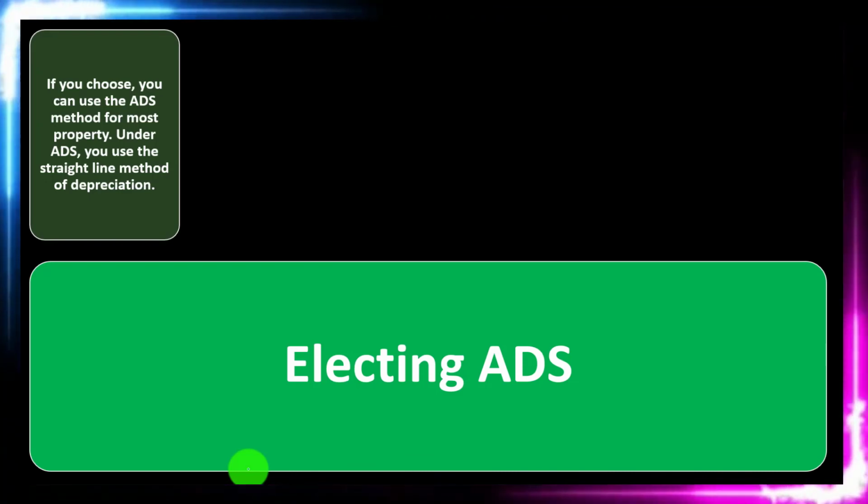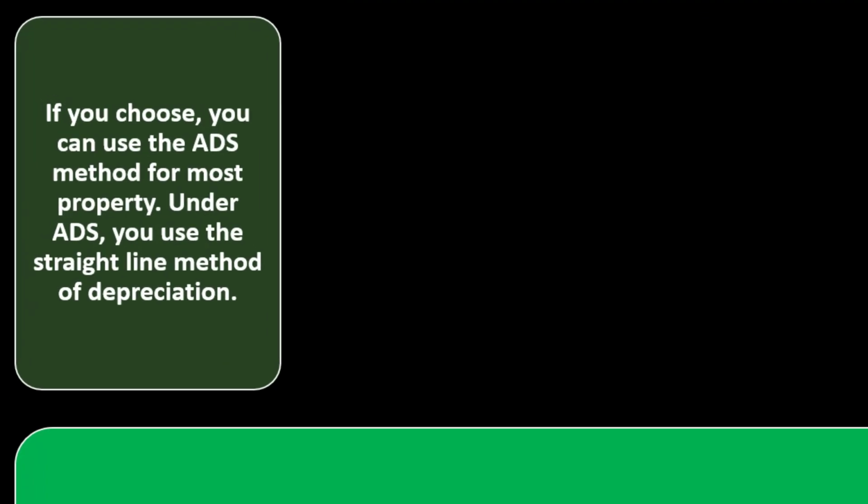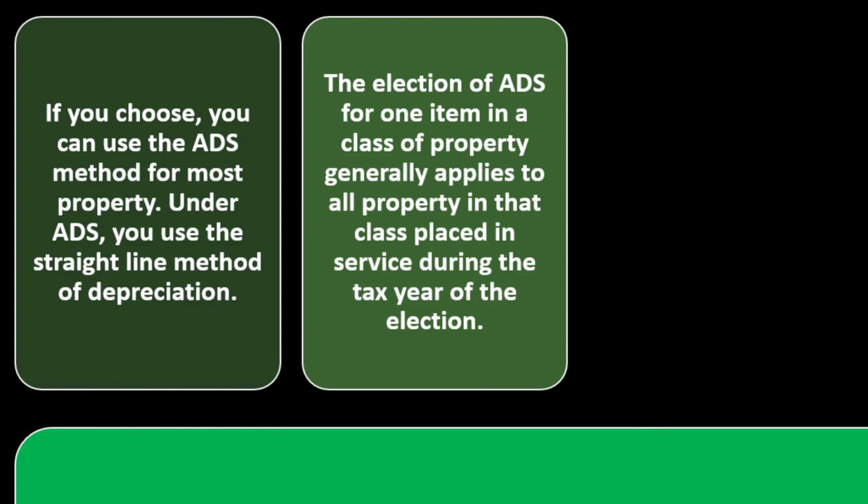So electing ADS. This is an election that you can make. If you choose, you can use the ADS method for most property. Under ADS, you use the straight line method of depreciation. Now, most of the time you don't choose that because you don't want to use the straight line method. You're trying to use the accelerated method because it means you get more depreciation earlier, which is usually good for taxes. But you can imagine situations where you might not want the accelerated depreciation. You might already have a loss, for example. You might not be getting a benefit. So maybe there are situations where you say, hey, I'd rather have the straight line and depreciate less in the current time frames.